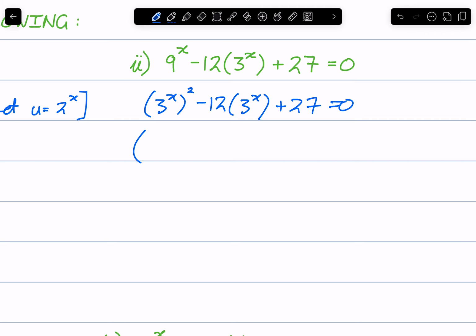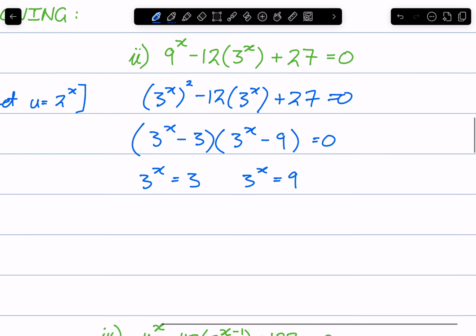Well, that's going to be negative 3 and negative 9. And instead of just using u, I could leave it as 3 to the power of x, like this. But of course, if you want to use the substitution of u, you may, but you can factor out into this. Well, then from here, it's the same steps. 3 to the power of x equals 3. 3 to the power of x equals 9.